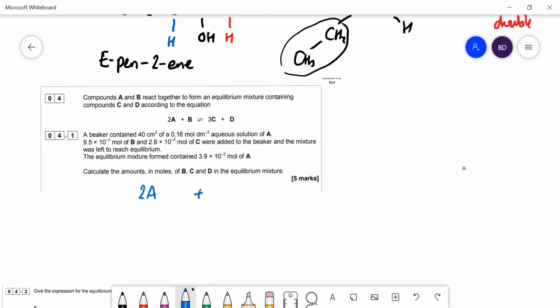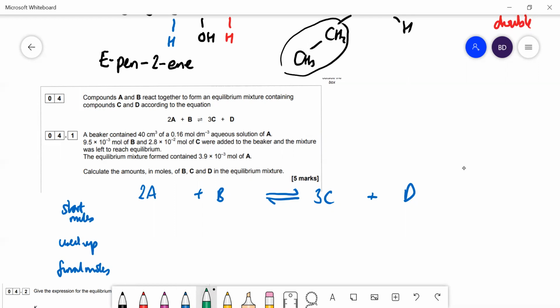We have 2A plus B goes to 3C and D, and I put down here start moles, used up moles, and final moles. Okay, now let's fill in what we can here.